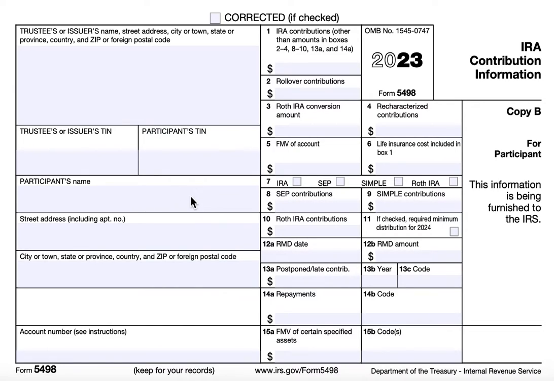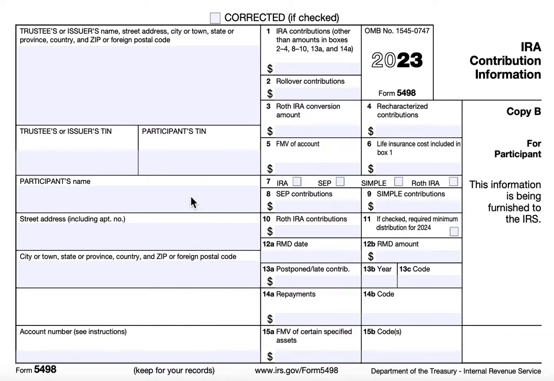The easy way to remember that is 1099s report money coming out of an IRA. Form 5498 reports money going into an IRA. So if you have a traditional IRA and you decide to do a Roth conversion, then you would expect to see a Form 1099-R for your traditional IRA, and then you would expect to see a Form 5498 for your Roth IRA. And again, you'll receive this information after your tax filing because most of this information is not going to impact the tax return that you're filing.